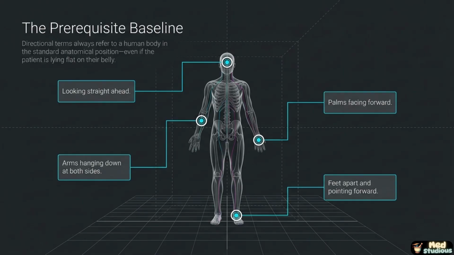Here's what it looks like. The body is standing upright, the gaze is directed straight forward, the arms are hanging down at both sides, the palms are rotated facing forward, and the feet are slightly apart with the toes pointing forward. Here's the critical rule. Even if a patient is lying face down on an operating table or curled up in a hospital bed, all anatomical directions still refer back to this standard position. This is what keeps medical communication consistent and error-free across all disciplines worldwide.